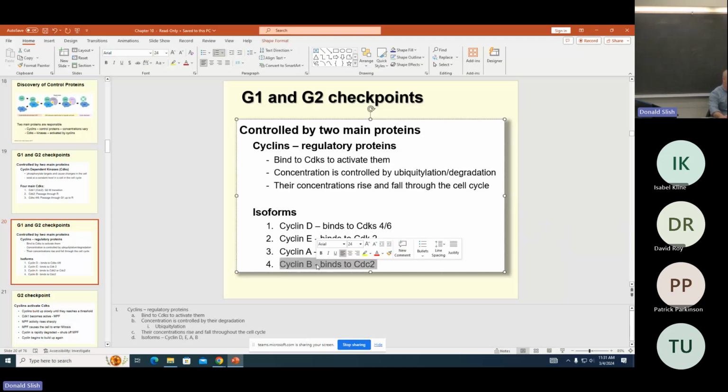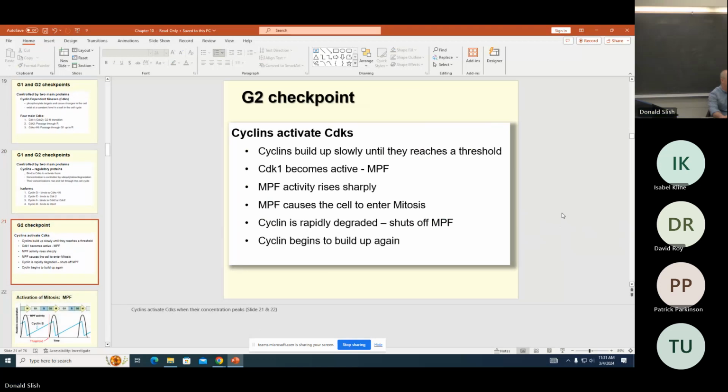Okay, but what we want to focus on today is the cyclin B CDC2 connection. So, back to the general stuff. Cyclins activate CDKs. They're going to slowly build up until they reach some kind of threshold, and we'll talk about what makes that threshold. When cyclin B builds up, CDK1 becomes active, and now we call it MPF. Remember, before that was a generic term for the protein that gets you through. Now we know it's cyclin B, CDK1.